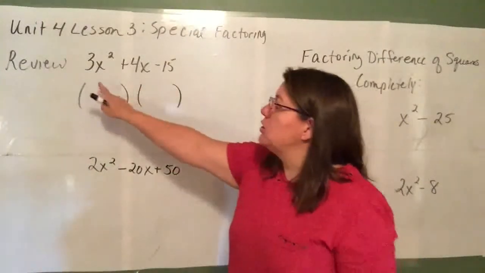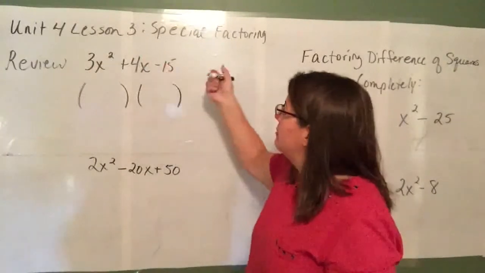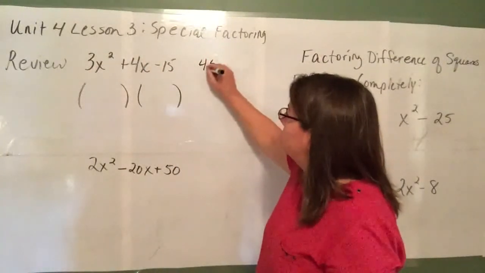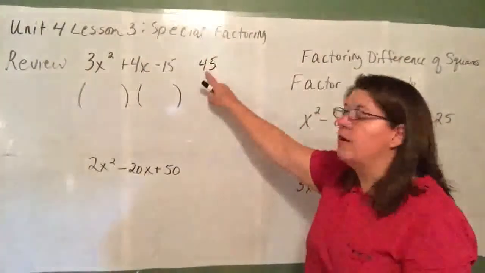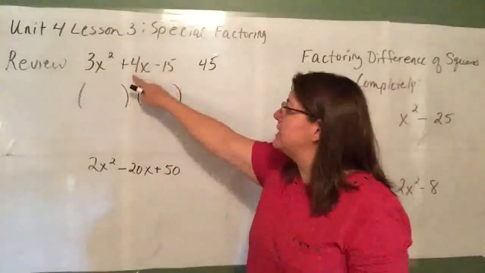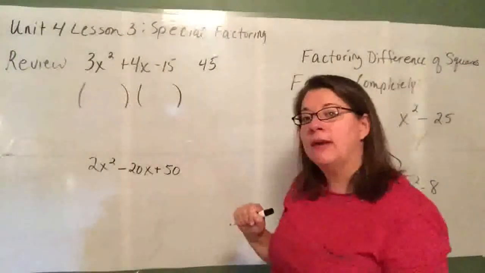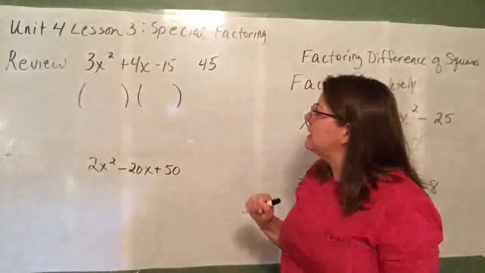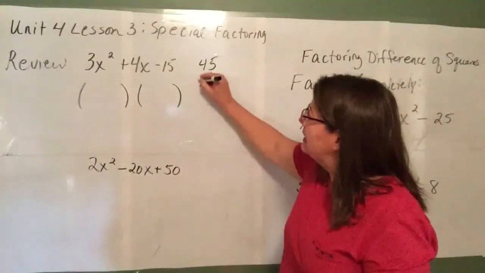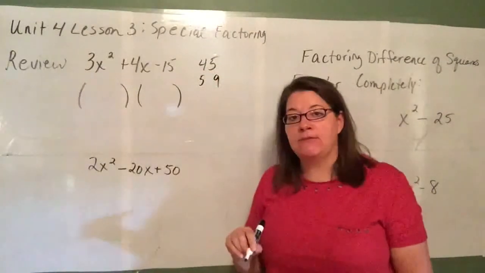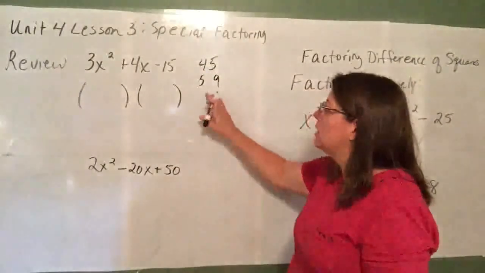So the first thing we're going to do is multiply 3 times 15, which is 45. And then we're looking for factors of 45 that subtract to give you 4. Well, if you think about factors of 45, we've got 1 and 45, 3 and 15, 5 and 9, and 5 and 9 do subtract to give you 4. So those are the two numbers that we're going to use.